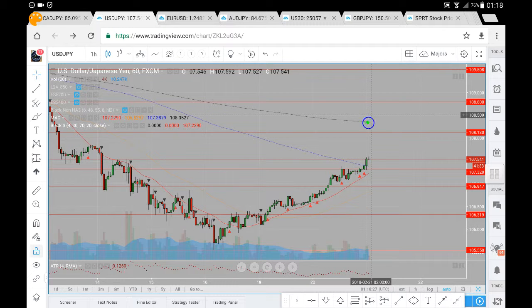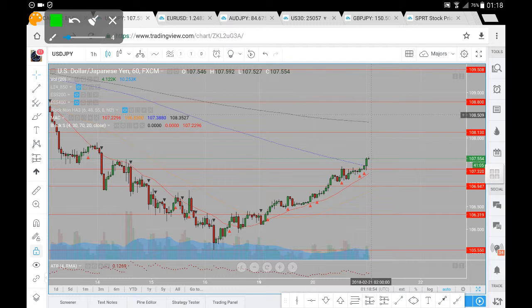Beyond 108.35, we are looking for price to head up towards that 108.80, another major level. Can't anticipate prices moving much beyond the 108.80 here on Wednesday, the 21st of February. Now, these are the levels that we are looking at on the US dollar Japanese yen. I wouldn't anticipate prices moving up towards that 109.50. I'd expect 108.80 to be the far end of the range.